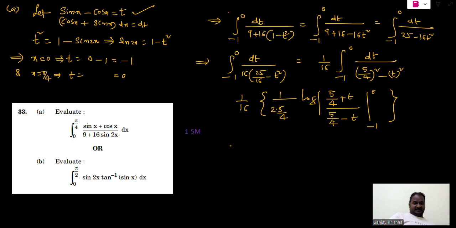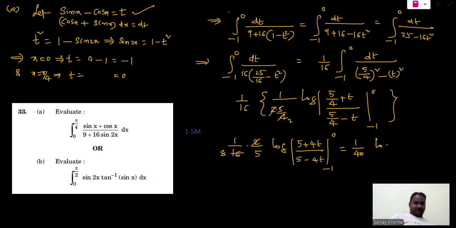So, now you can simplify this. 1 by 16 into 2, 1s are 1 and 2 2s are 4. This is 1 by 5 by 2, which is nothing but 2 divided by 5 into log mod 5 by 4 plus t. Okay. 5 by 4 plus t, you can write as 5 plus 4t divided by 5 minus 4t between the limits minus 1 to 0, so that you can substitute the limits. Before that, 2 1s and 2 8s are 16, 8 5s are 40. So 1 divided by 40 into log mod.